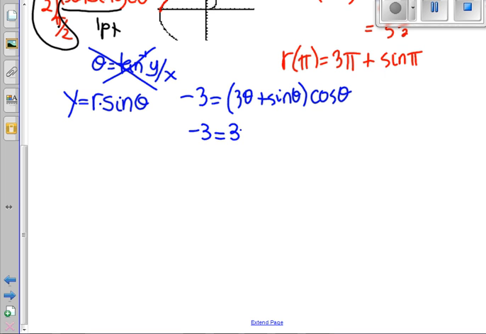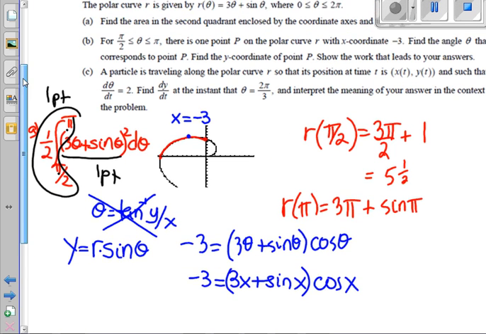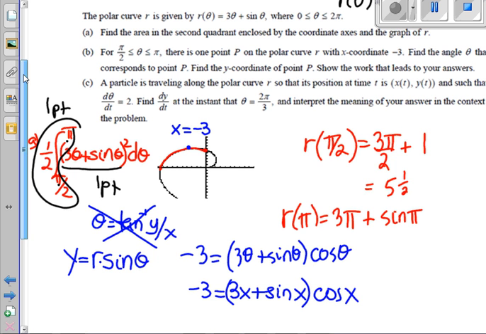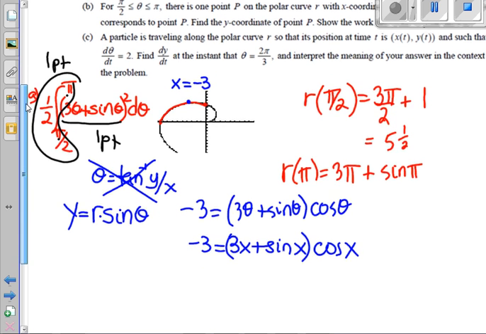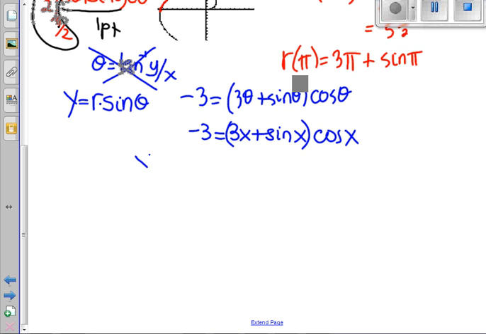graphically. 3x plus the sine of x, cosine of x. That's all they're asking for. Did they ask for the y coordinate? Find the angle. That's all. Find the y coordinate then. So then what are you going to do? You're going to find y of whatever this x value is. That's pretty complete. So we can do that if you'd like.